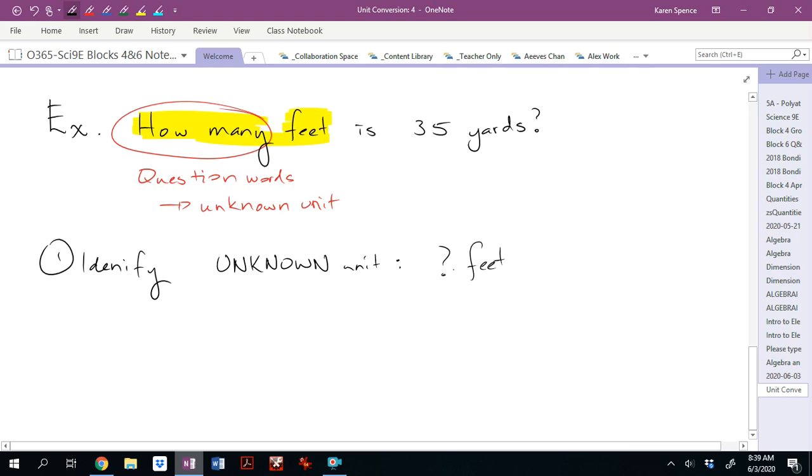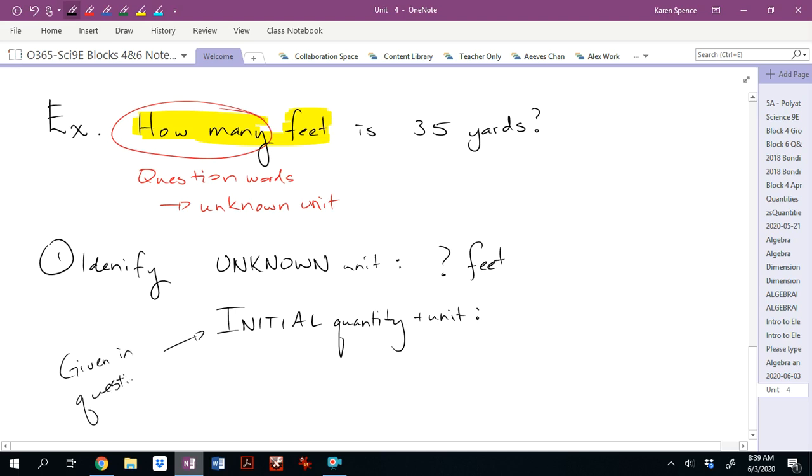We are going to identify our initial quantity and unit. Our initial quantity and unit will be given in the question. So what information is given in the question? Oh, look at that, 35 yards. So our initial quantity is 35 yards.